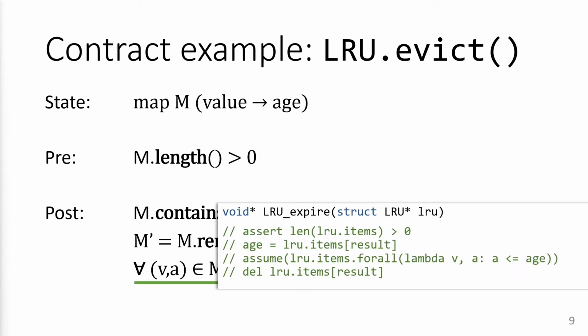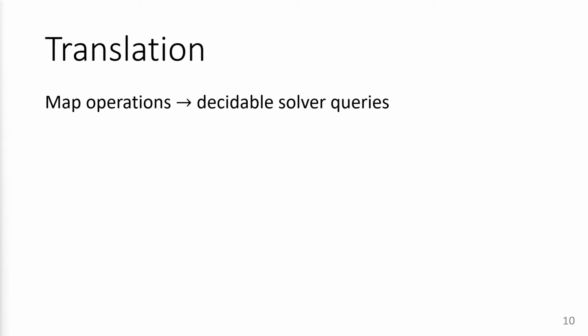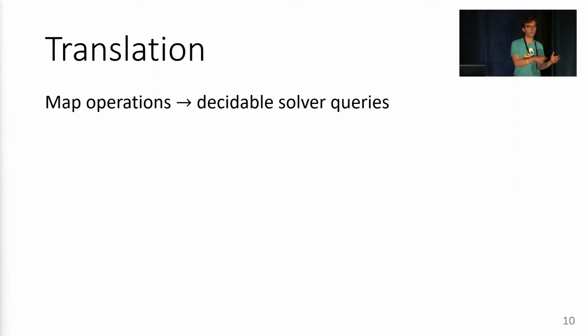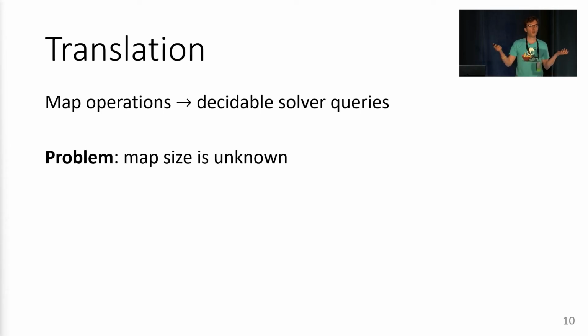Now that we have contracts in terms of maps, we need to translate them. We need to translate those map operations into queries that a solver can decide. And the problem here is that we cannot just list all of the possible keys and values in a map. We cannot say, well, OK, so key K1 and value V1, key K2 and value V2, and so on, because we don't actually know how many items there are. There could be 0, there could be billions, and we don't want to make very, very large queries.